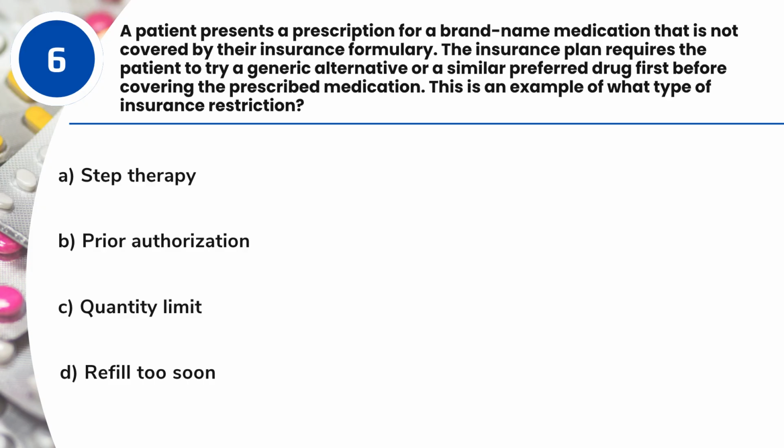Question 6. A patient presents a prescription for a brand name medication that is not covered by their insurance formulary. The insurance plan requires the patient to try a generic alternative or a similar preferred drug first before covering the prescribed medication. This is an example of what type of insurance restriction? A. Step therapy. B. Prior authorization. C. Quantity limit. D. Refill too soon.